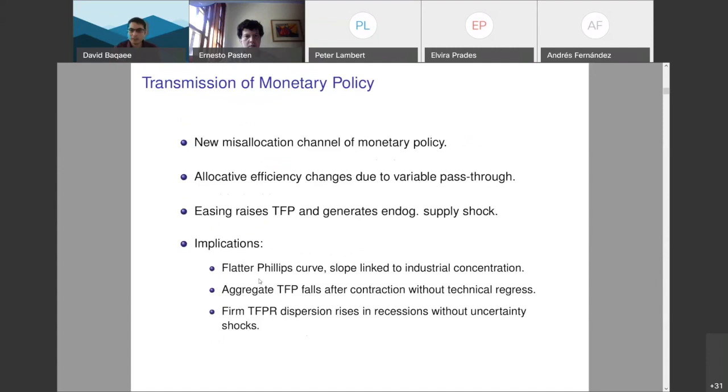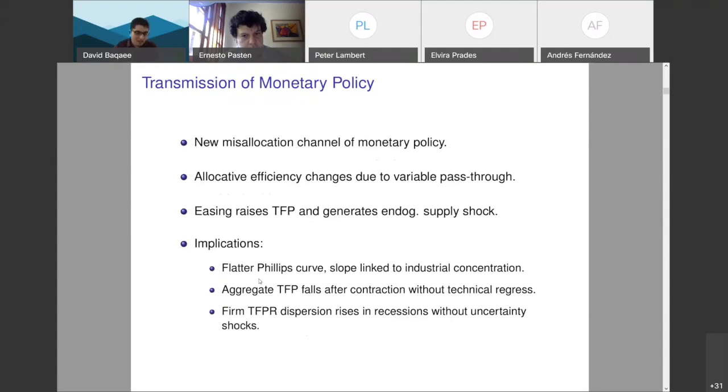So we're going to propose a new misallocation channel for monetary policy. What we're going to show is that changes in allocative efficiency can arise from a change in interest rates or a change in the stock of money supply. And these changes in allocative efficiency have to do with the fact that firms have dispersed markups in steady state, and they have variable pass-through of cost into their price every time the marginal costs change. What this is going to result in is every time you do a monetary easing, that's going to raise aggregate productivity. And it's going to be as if there was an endogenous positive supply shock.